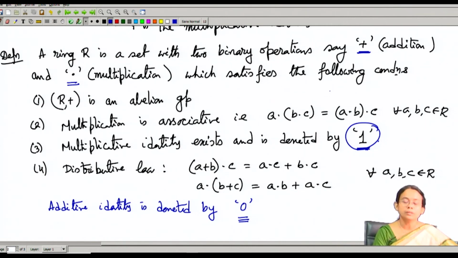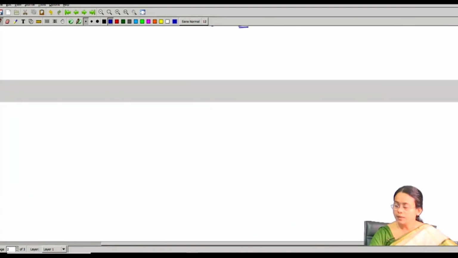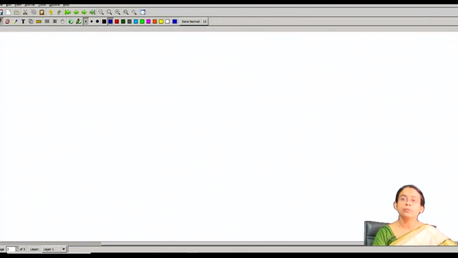Now, in some of the books, this existence of multiplicative identity is not considered as a property which needs to be satisfied in the definition of ring. Some books omit this condition. Those rings are called rings without identity, but throughout this course we will assume condition 3 has to be satisfied because we are considering rings with identity only. Just for your clarification, I will make a remark here that there are rings without identity as well.